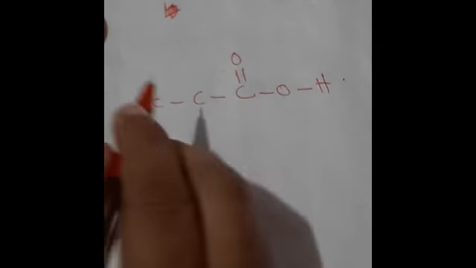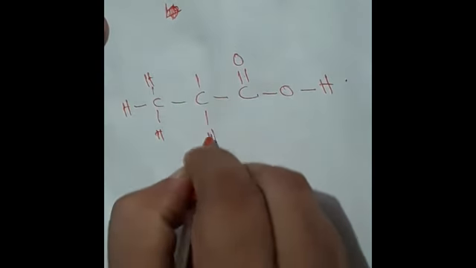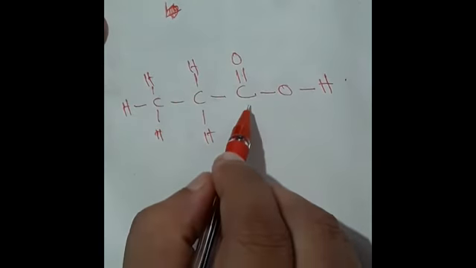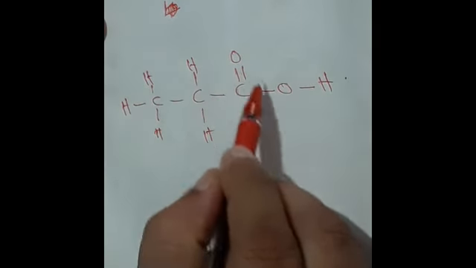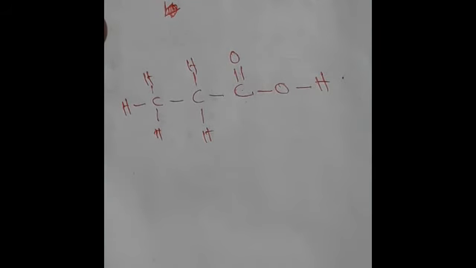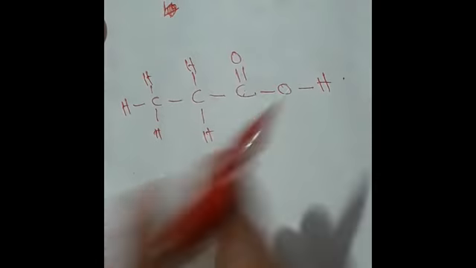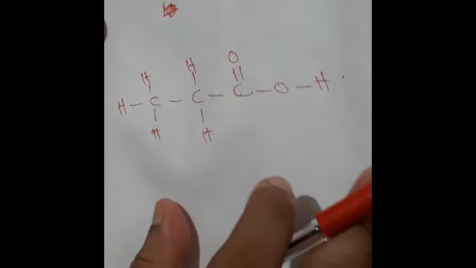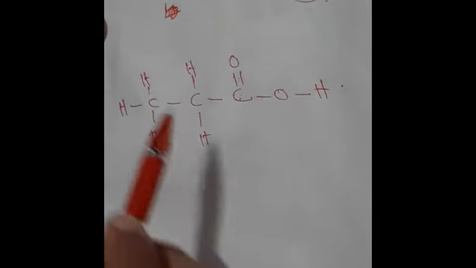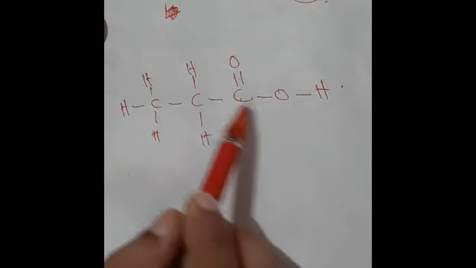Then we have 3 bonds with hydrogen, same as before. Here 2 bonds with hydrogen. Here no more hydrogen, because the valency of carbon is 4, and 1 carbon atom makes 4 bonds. Here carbon double bond oxygen, so 2 valencies are completed, and here 1, 2, 3, 4, 4 valencies completed. So no more hydrogen. This is propanoic acid: CH3, CH2, C double bond OH.